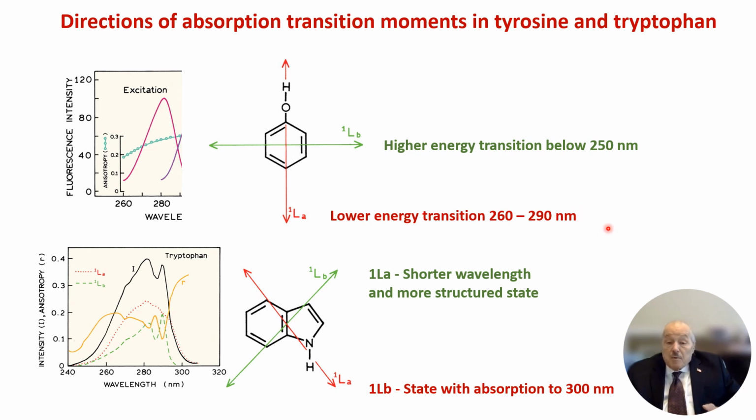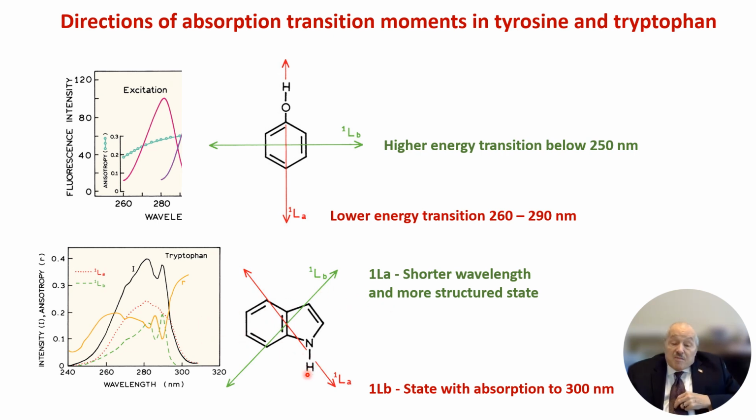What do the transition moments look like in these molecules? In the tyrosine, it's pretty simple. We have a lower energy state along the long axis where the hydroxyl group is. So that's this state here. The quantum mechanical people might argue, well, it's a single state, it should have a single anisotropy. It turns out that's never true with mixed organic molecules in multiple states. So this is a simple anisotropy spectra.